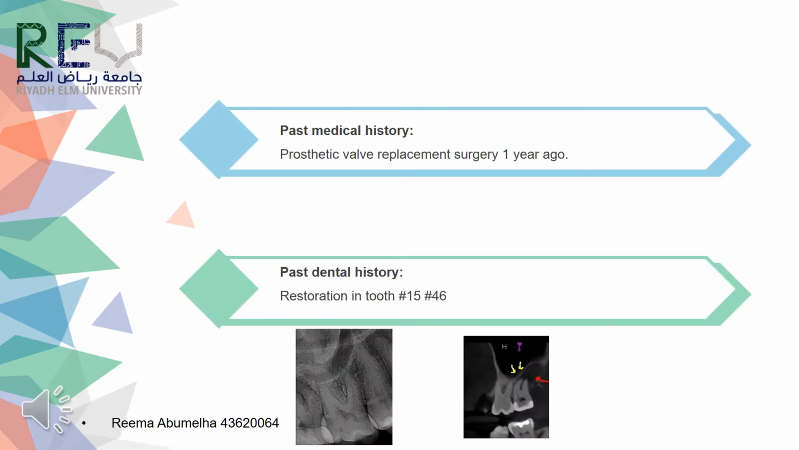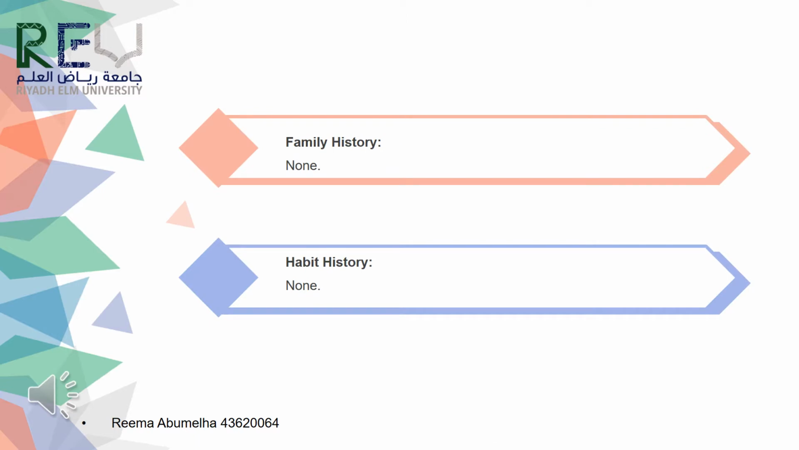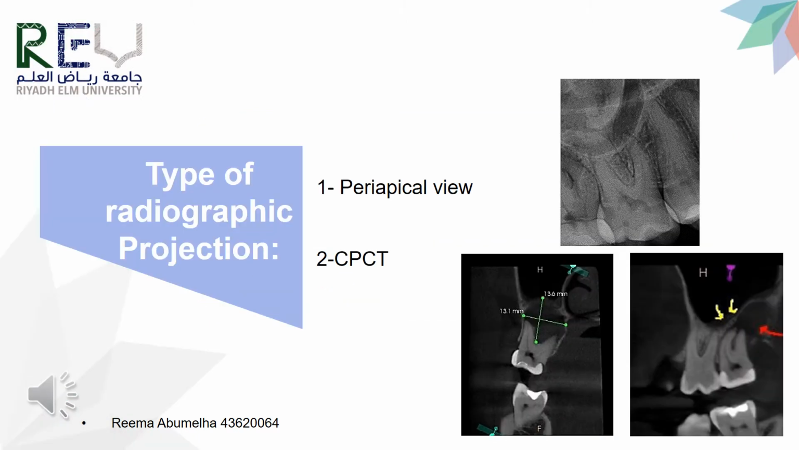Past medical history: patient underwent prosthetic valve replacement surgery 1 year ago. Past dental history: radiographically shows that there is restoration in tooth 1.5 and 4.6. Family history and habit history are not mentioned. Two types of radiographic projection were taken, periapical view and CBCT from two angles.